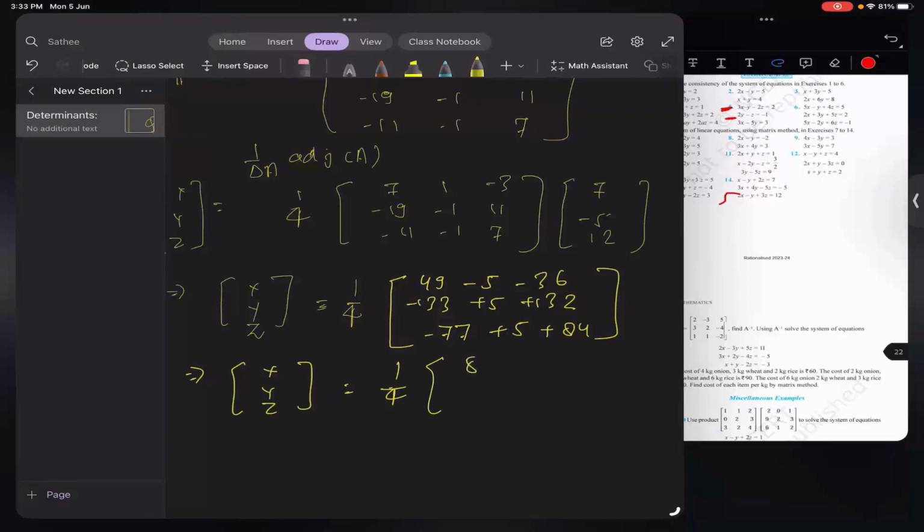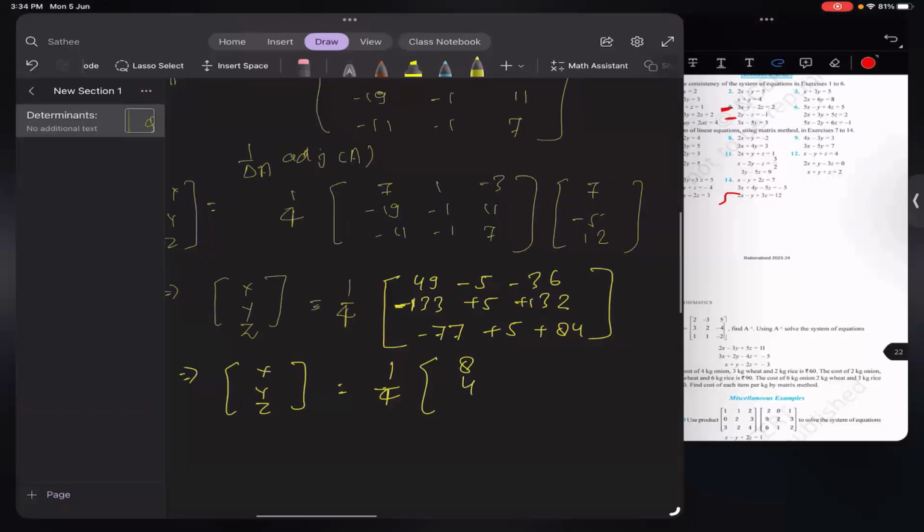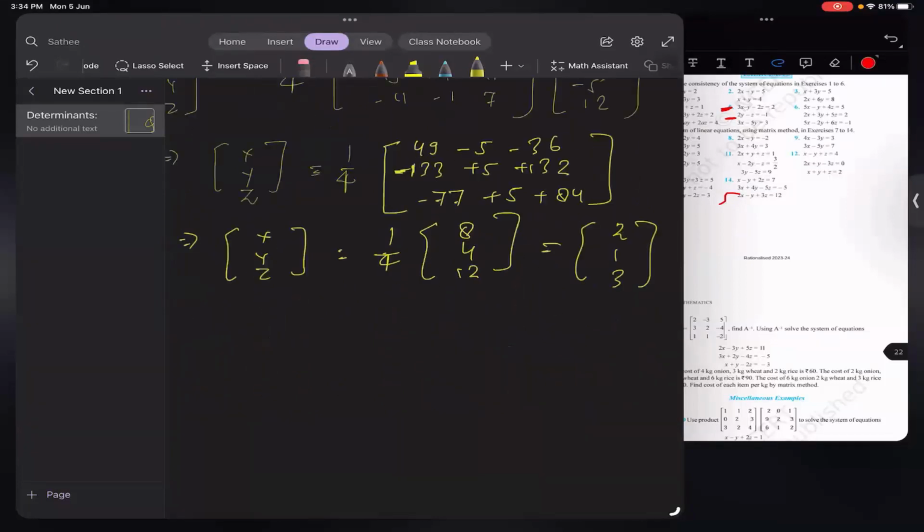so this term would be simply equal to 8, and this is minus 133. Okay. So this should be 4, and this should be our 12. Okay. So our final matrix should be, this should be 2, this should be 1, and this should be 3. Okay. So this is our final answer, that is x, y, z equal to 2, 1 and 3.